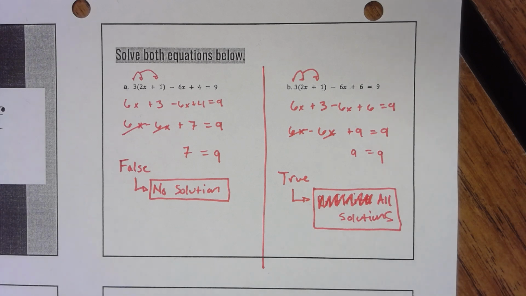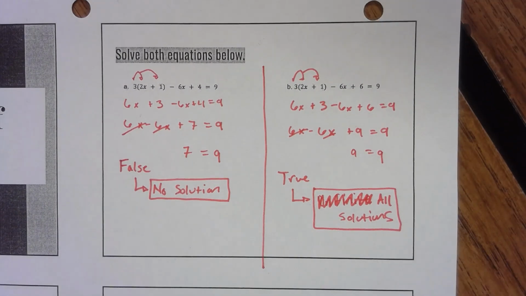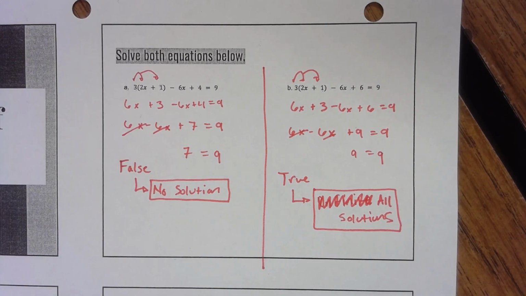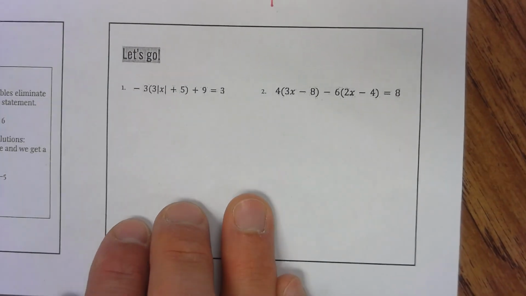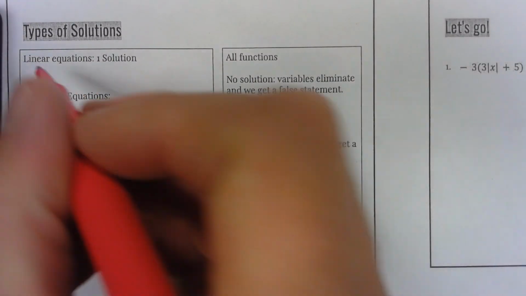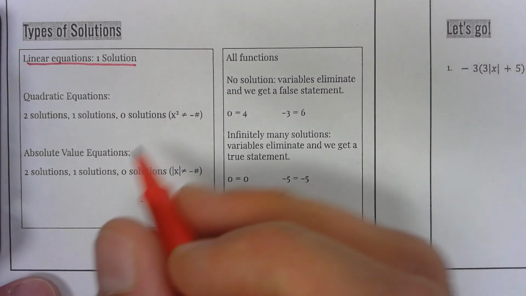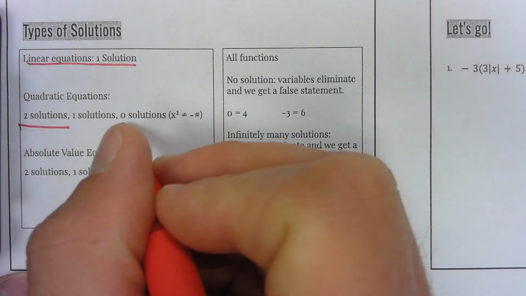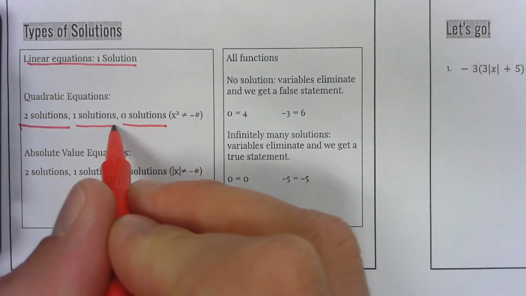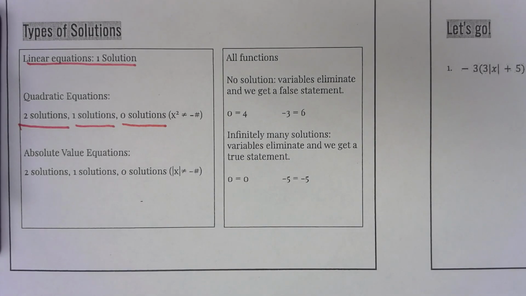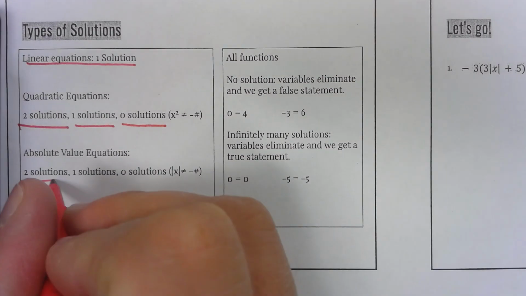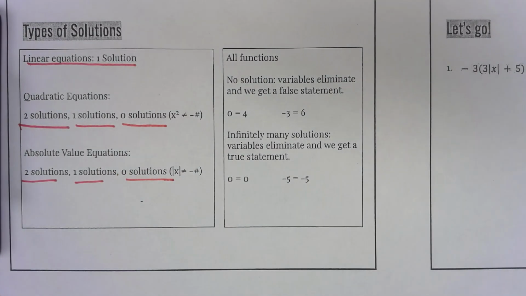So basically what we need to start paying attention to, and what's new about this lesson today, is that we can get no solution or, excuse me, all solutions with every function now. So this is kind of our conclusion for the types of solutions. Linear, of course, we can get one solution. We've seen that a bunch of times. With quadratic equations, we've seen a lot that have two solutions. We've seen plenty that have no solution. We've seen some that have one solution. And same idea with absolute value. We've seen plenty with two, plenty with no, and plenty with one solution.